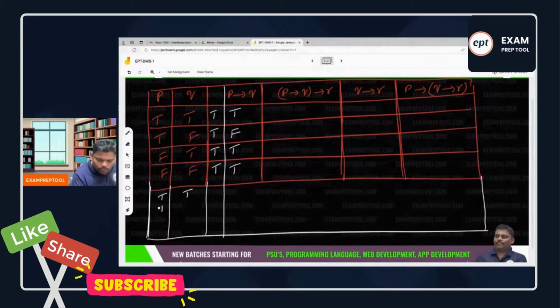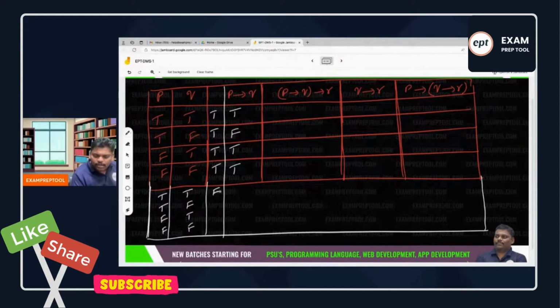True, true, true, false, false, true, false, false. All combinations I covered. For this, assume all are false.